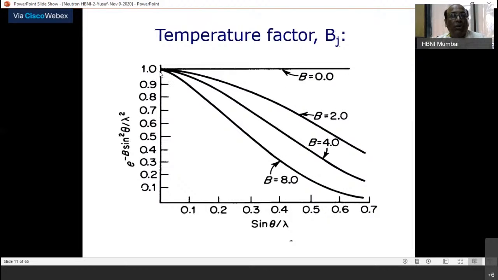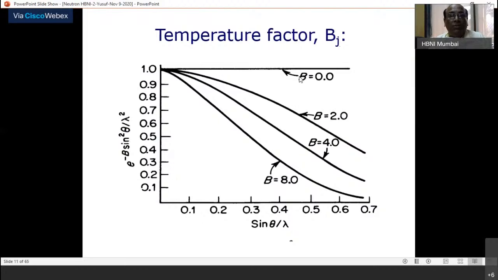If B were 0, that would mean there is no intensity reduction due to this Debye-Waller factor, provided the atoms are frozen, not vibrating with respect to their mean position at all. But that is not the case. Even at T equal to absolute 0, you might see the quantum effect. So that is not the case.